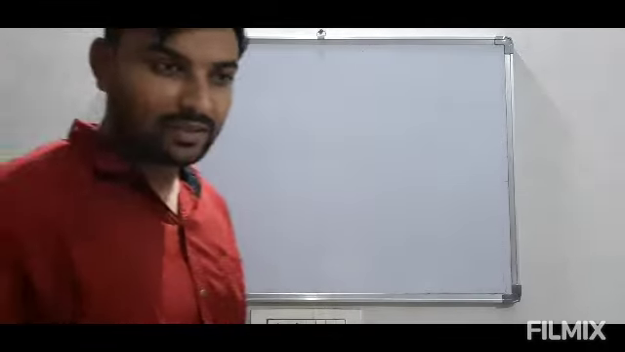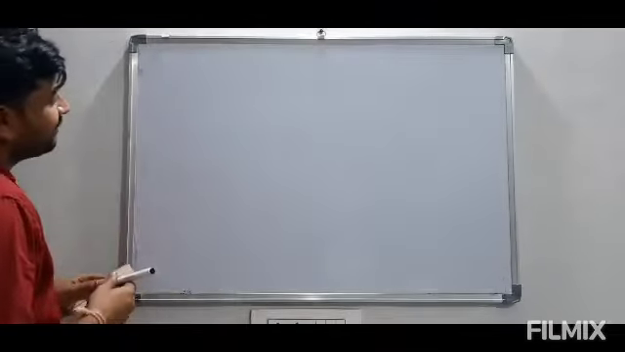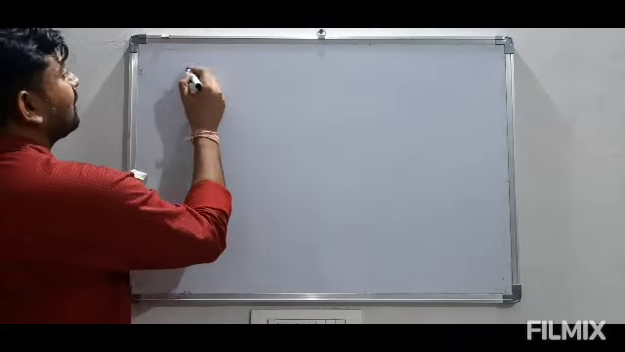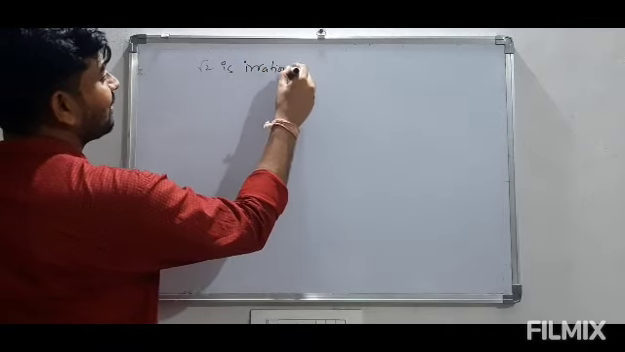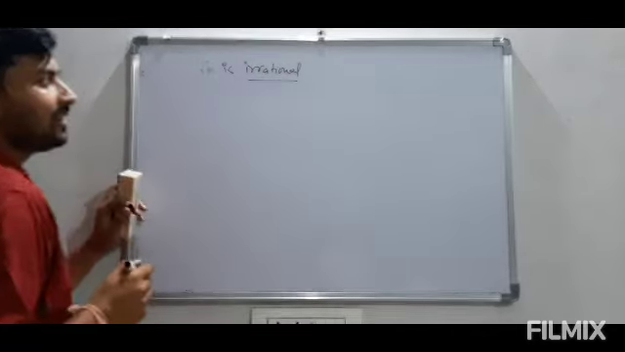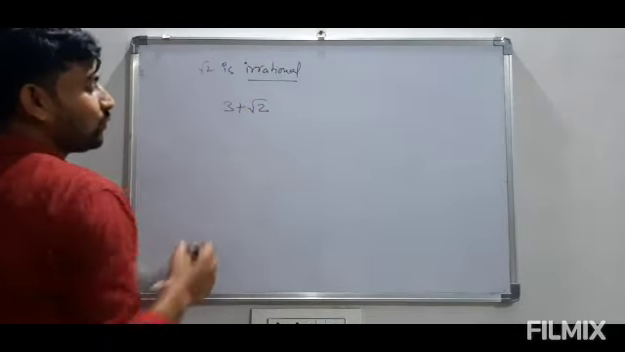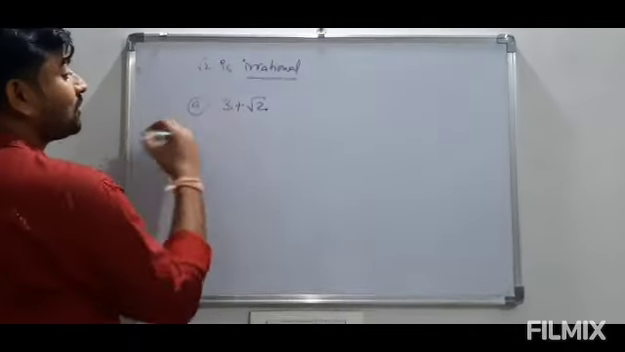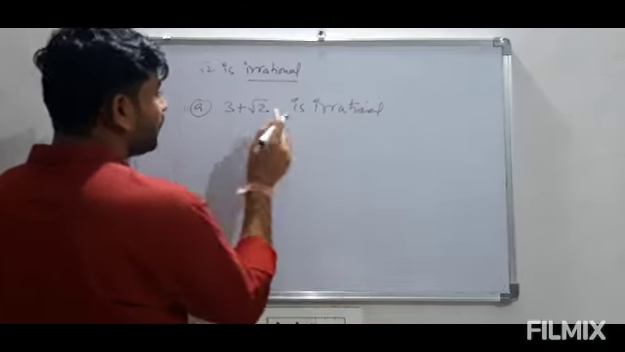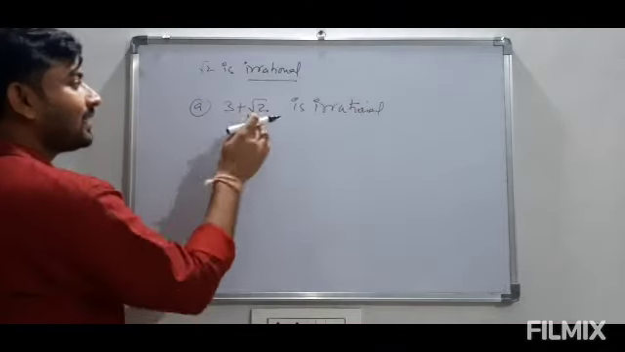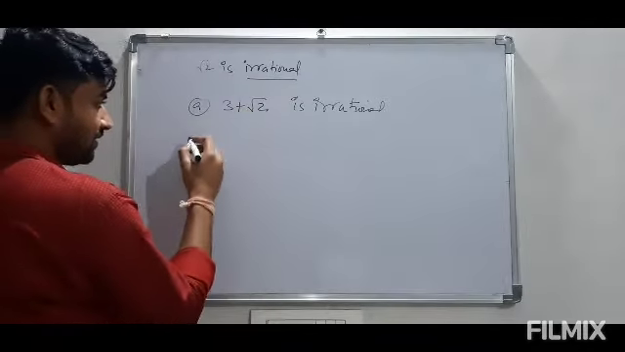So after proving root 2 irrational, I will be taking you to the next step. Suppose now we know that root 2 is irrational. Now there is a question like, if we want to prove 3 plus root 2 is irrational, this means the combination of a whole number and an irrational number. We can say rational and irrational.